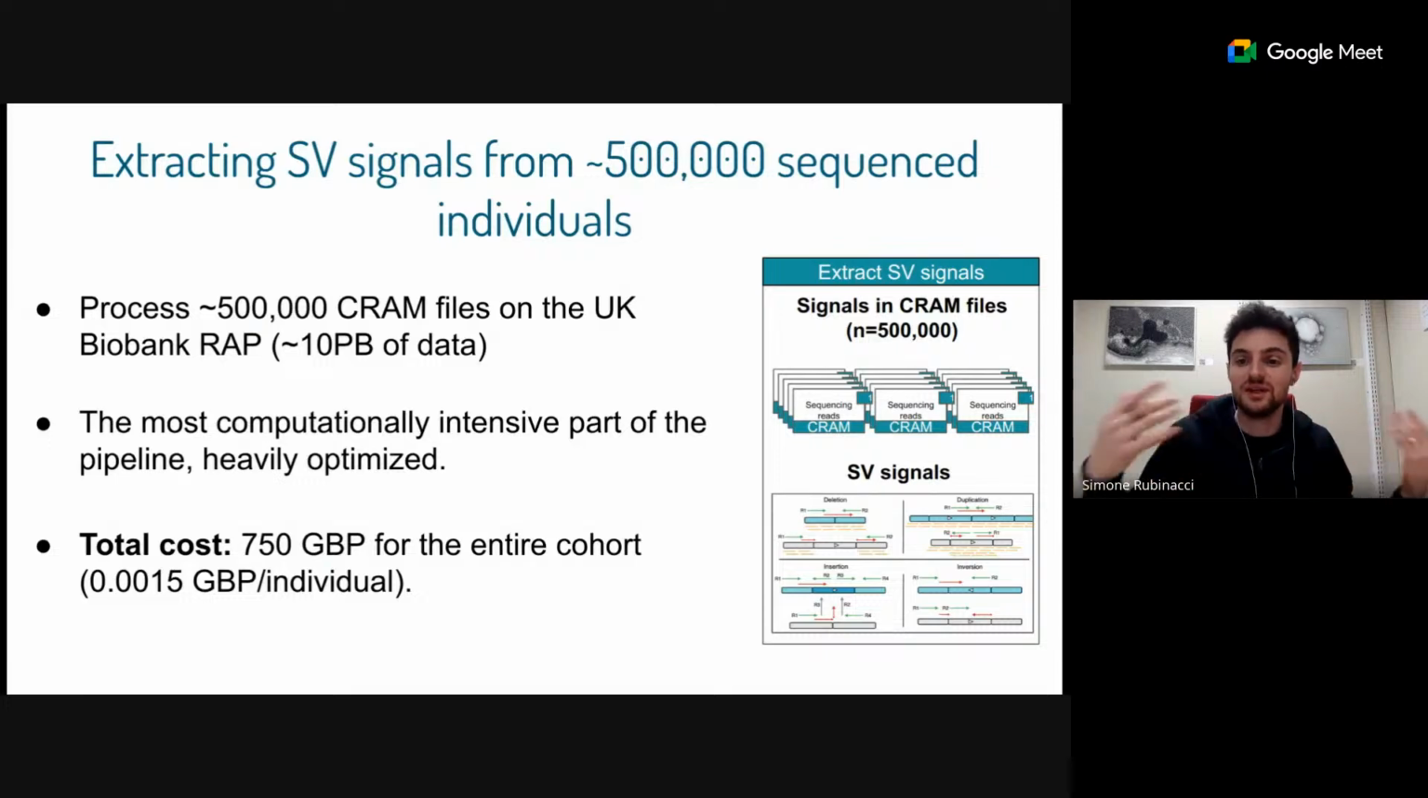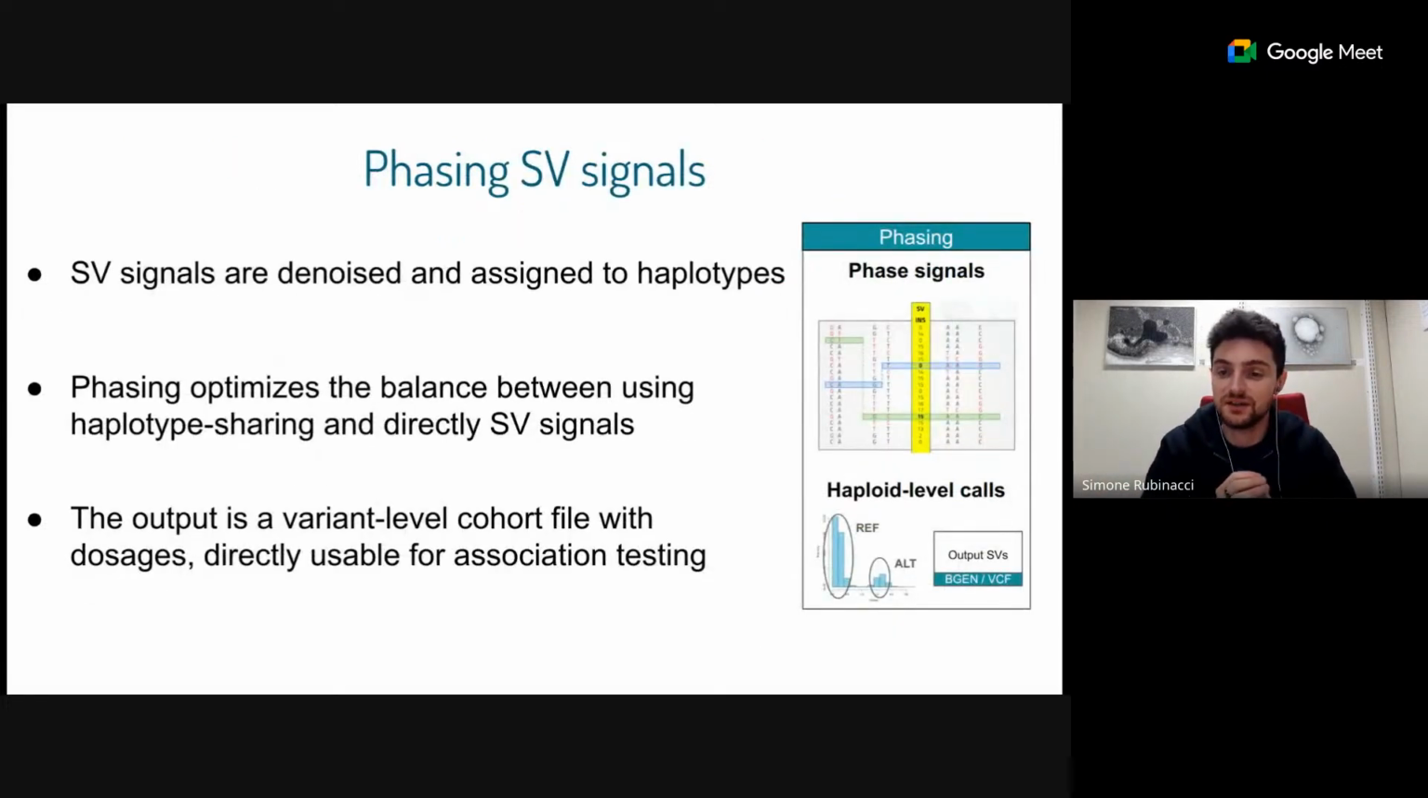And finally, once we get these signals, we can phase them and denoise them using information across haplotypes. At the end, we have this variant-level cohort that can be directly taken to association testing. And the UK Biobank has a very large phenotypic cohort, so we can really test several phenotypes.